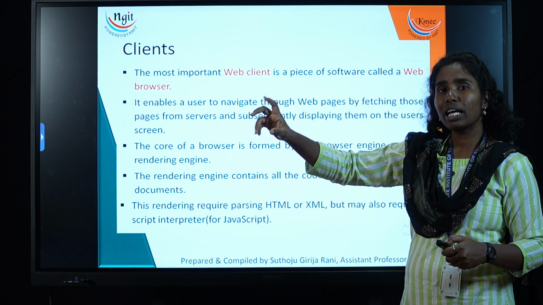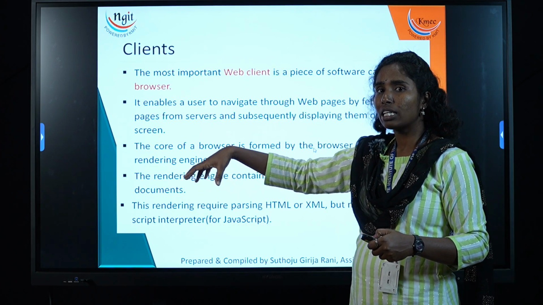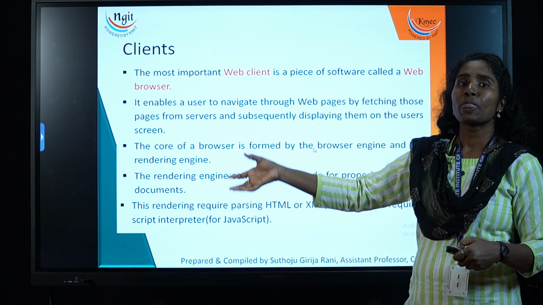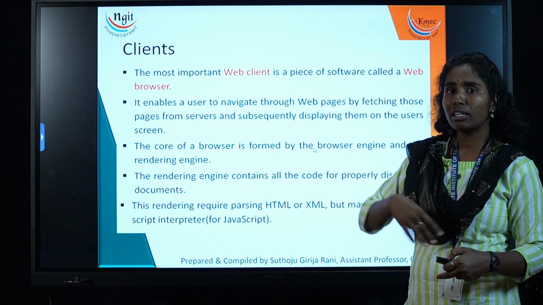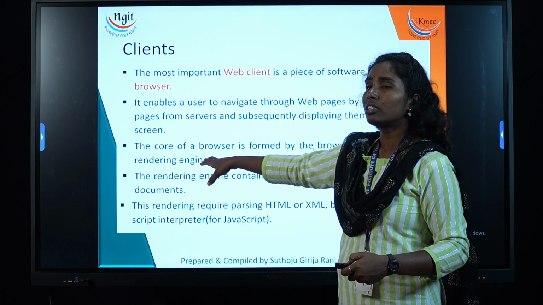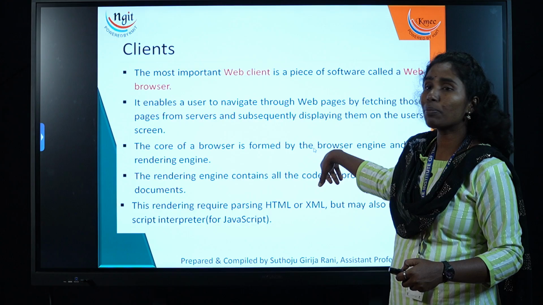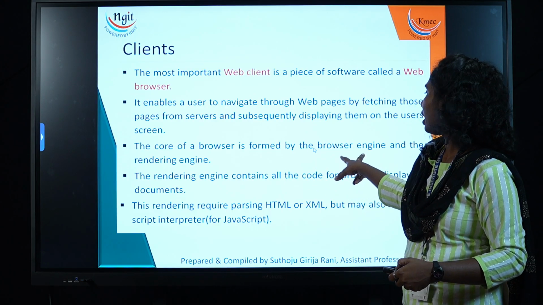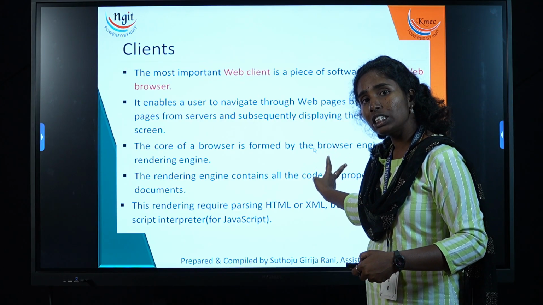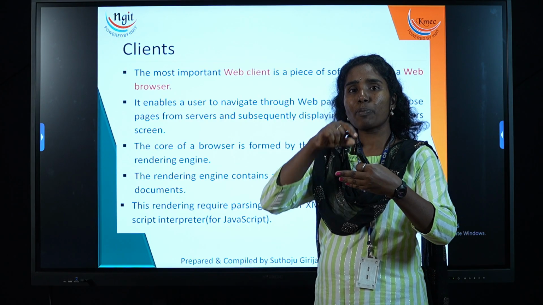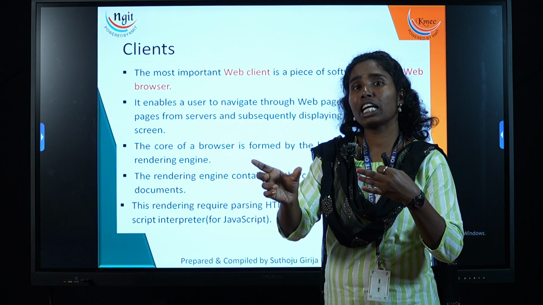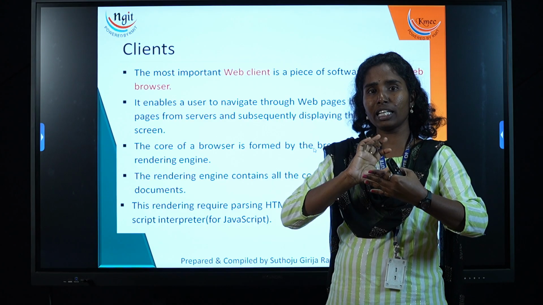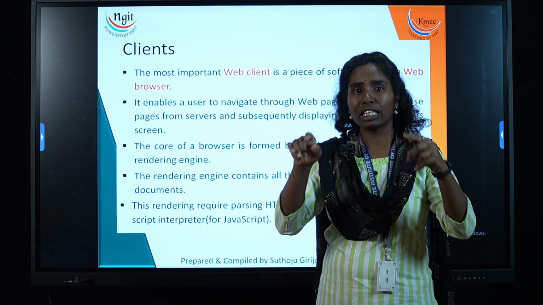Now from there, the web server will be enabled. Then from the web server, the data will be fetched from the database of the server, and then your client will get the data. The core of the browser is formed by the browser engine. This browser engine is an important word to be highlighted here. From the browser engine, which web page is to be linked will be taken care of by the rendering engine. So you will have that as a front-end client interacting with the system. That is a browser.